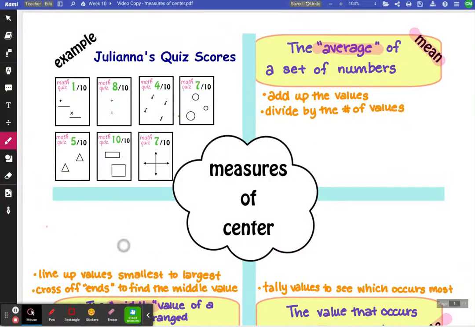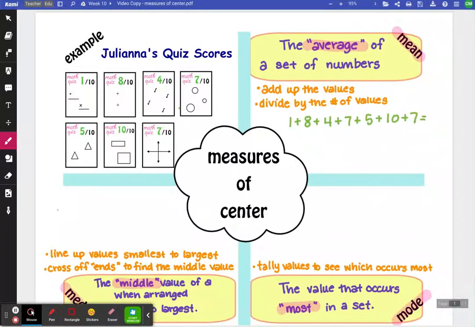We're going to go through and calculate each one of these measures of center for her quiz scores. The average of a set of numbers, which we call the mean, is found by adding up all the values and dividing by the number of values we have. So we are going to add 1 plus 8 plus 4 plus 7 plus 5 plus 10 plus 7. That's going to give us our total of all of our values, and that total is 42.